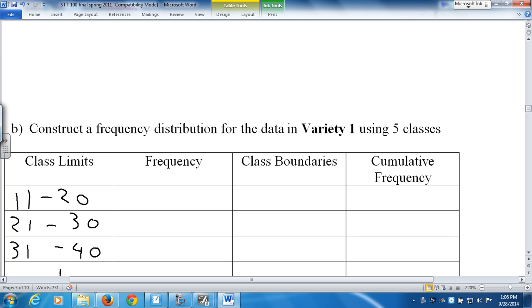Professor, is it acceptable to fill out the table in pencil? Yeah, pencil or pen, for me it doesn't matter. It's up to you. And in the frequency, as we did before, the counting and the boundaries, you don't have to do the cumulative frequency, just that.